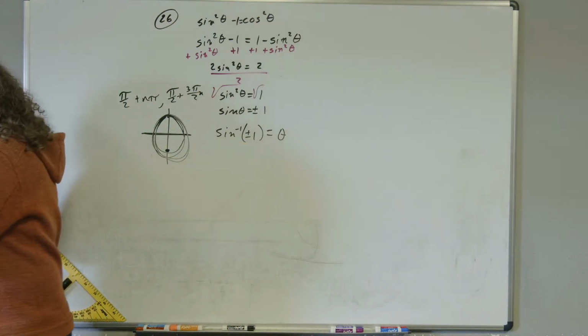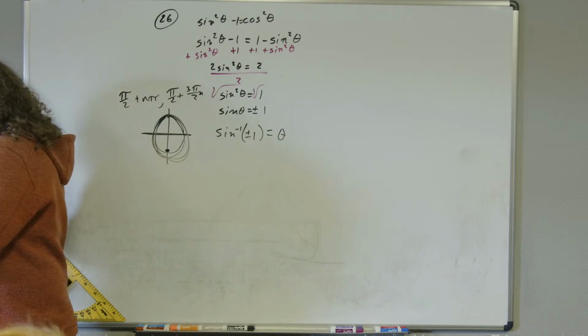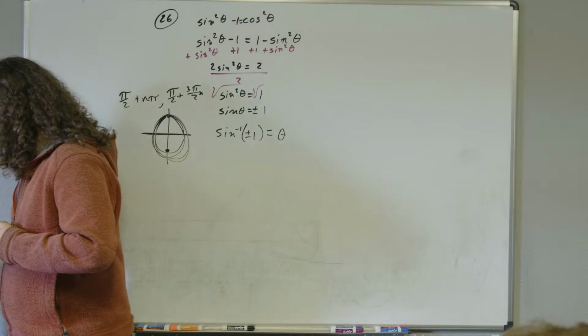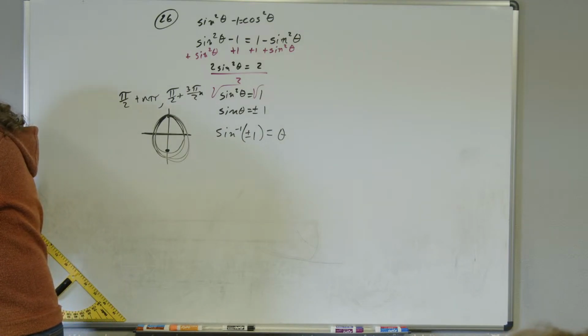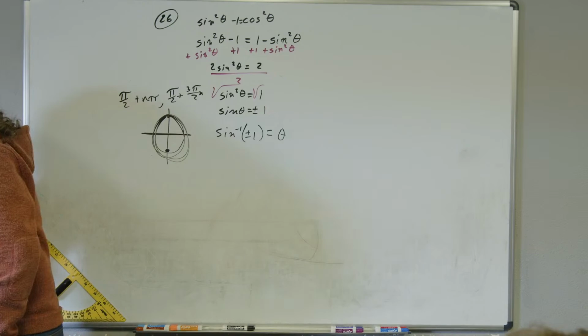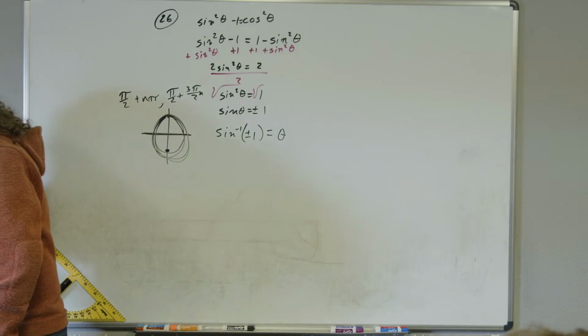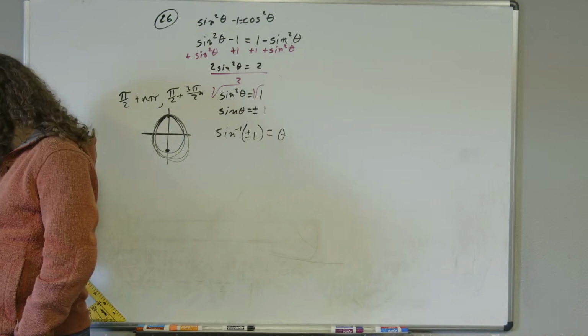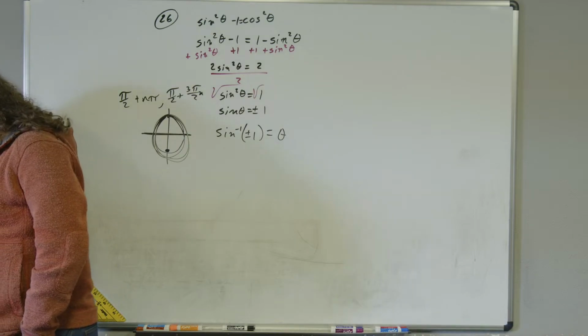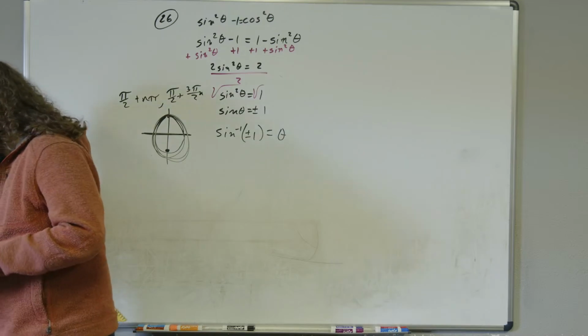What other questions do we have, kiddos? 34, 36. What was the answer to 24 again? The answer to 24 was pi over 4 plus n pi and 3 pi over 4 plus n pi. You said 34 or 36? 34. 34 sounds great.